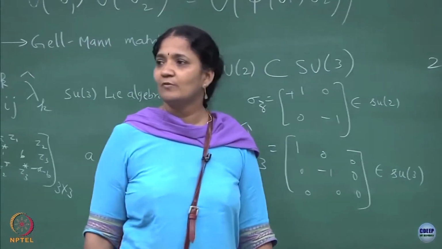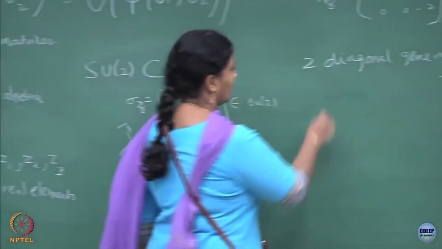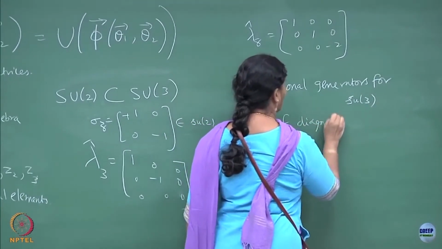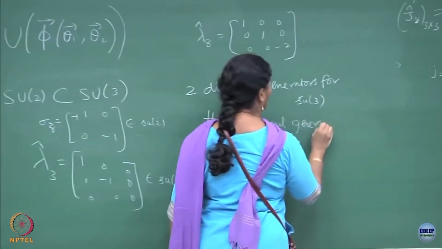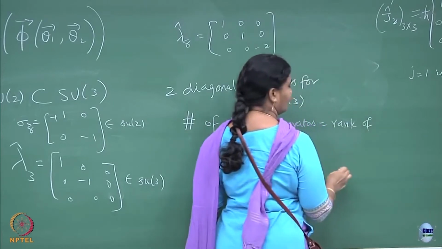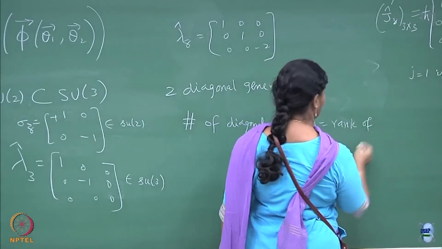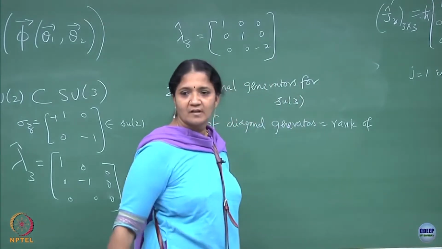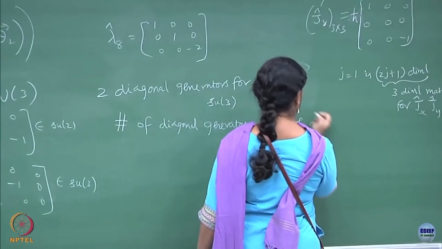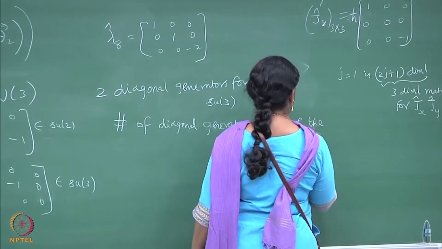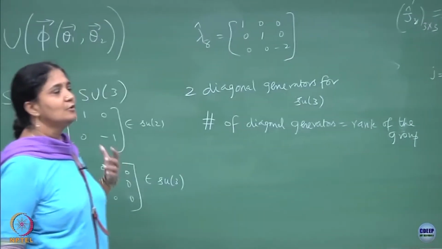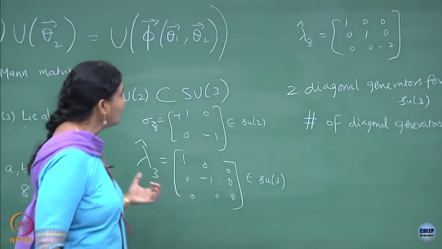So you have only 2 diagonal generators in that sense, okay, and the number of diagonal generators for the Lie algebra is what we call the rank of the Lie algebras, okay. Rank of the group is also another way of saying. So if I say rank of the group is 2, then you should know that the Lie algebra should have 2 diagonal generators. What does that also mean?